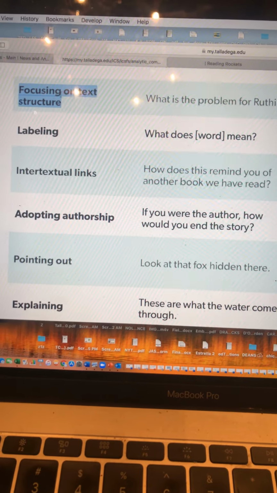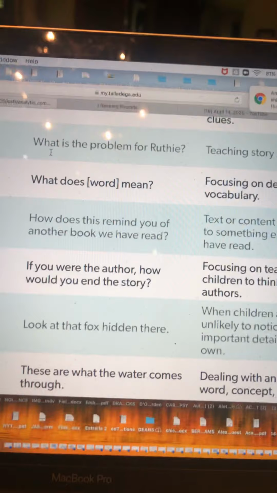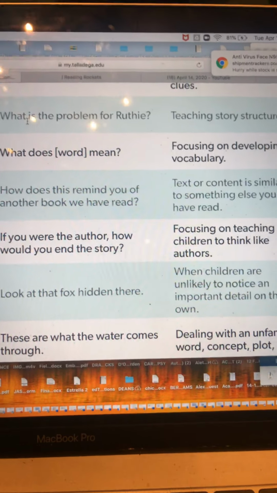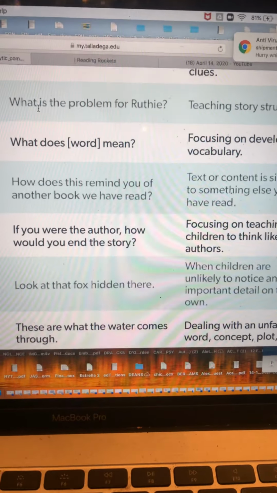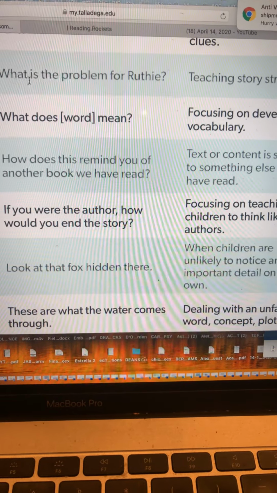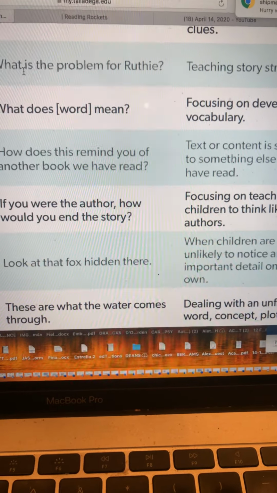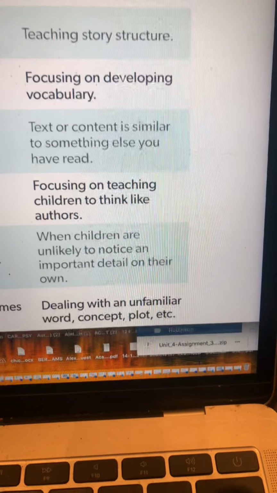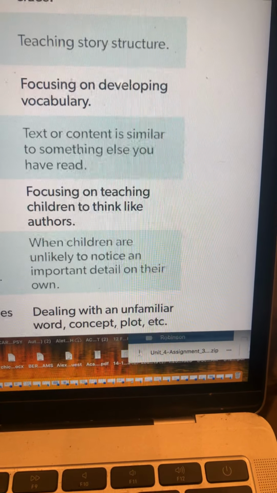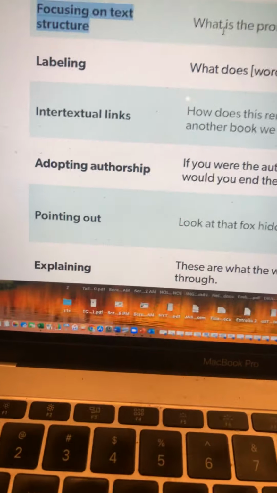We were talking about focusing on text structure, and a question that you might pose if you're talking about text structure. The story problem is a form of text structure, internal text structure. And the question that they give as an example is, what is the problem for Ruthie? And you would pose this question when you're actually teaching text structure. I'm going to finish this as quickly as possible.